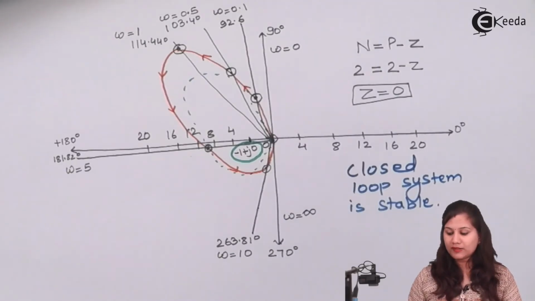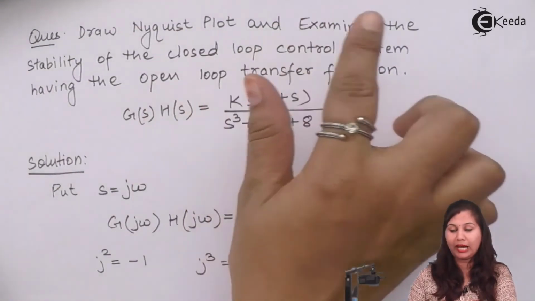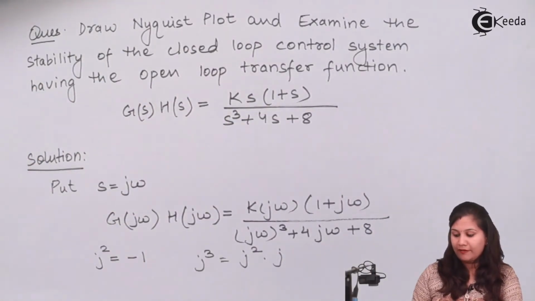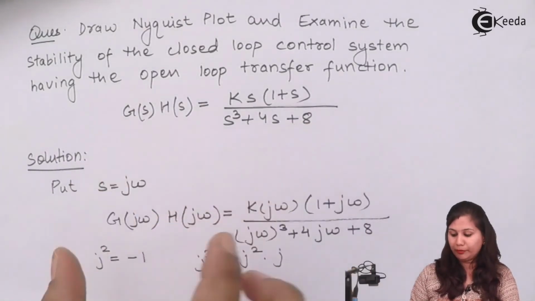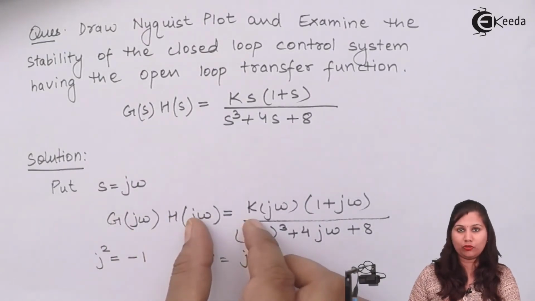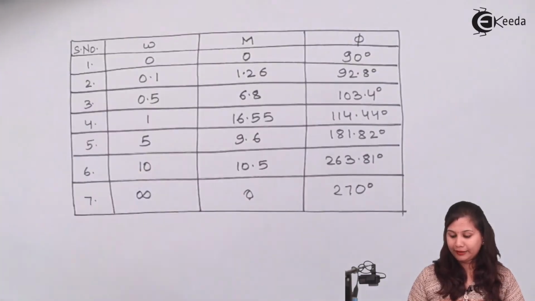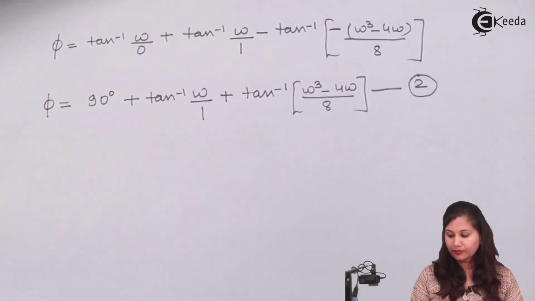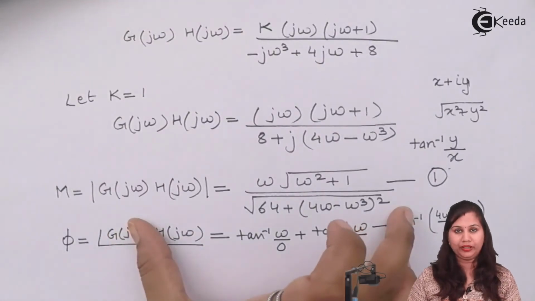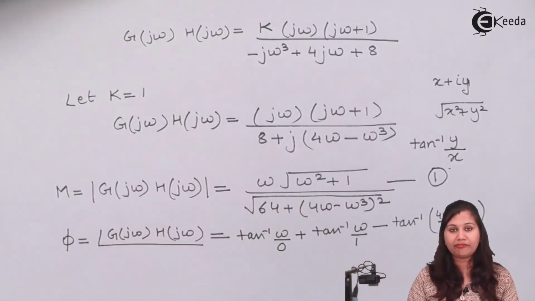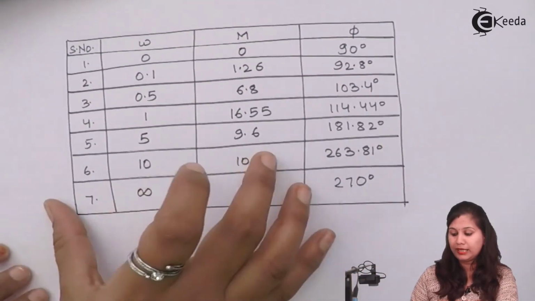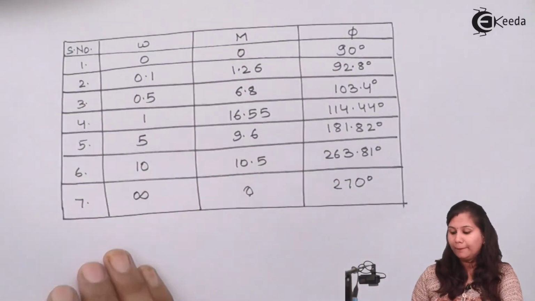So the question was, we have to draw the Nyquist plot and we have to examine the stability of the closed loop control system. So what we have done, we have this open loop transfer function. We put s equals to j omega. So we can obtain G(j omega) and H(j omega). Then we calculated the magnitude and the phase angles. This was the phase angle equation. And the next, we have the magnitude equations, and in the magnitude and the phase angle equations, we take different values of omega and form this table, and using this table we draw the polar plot.